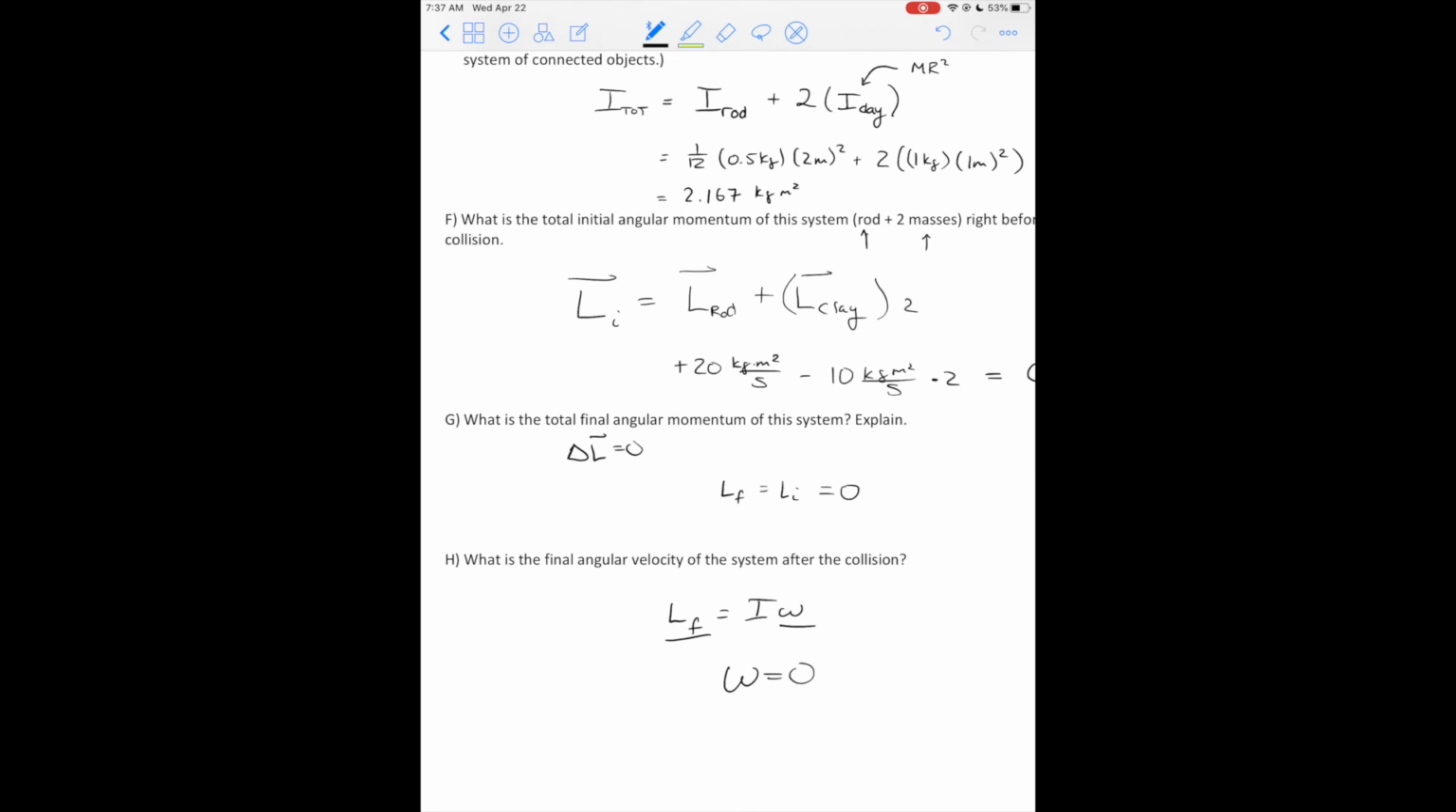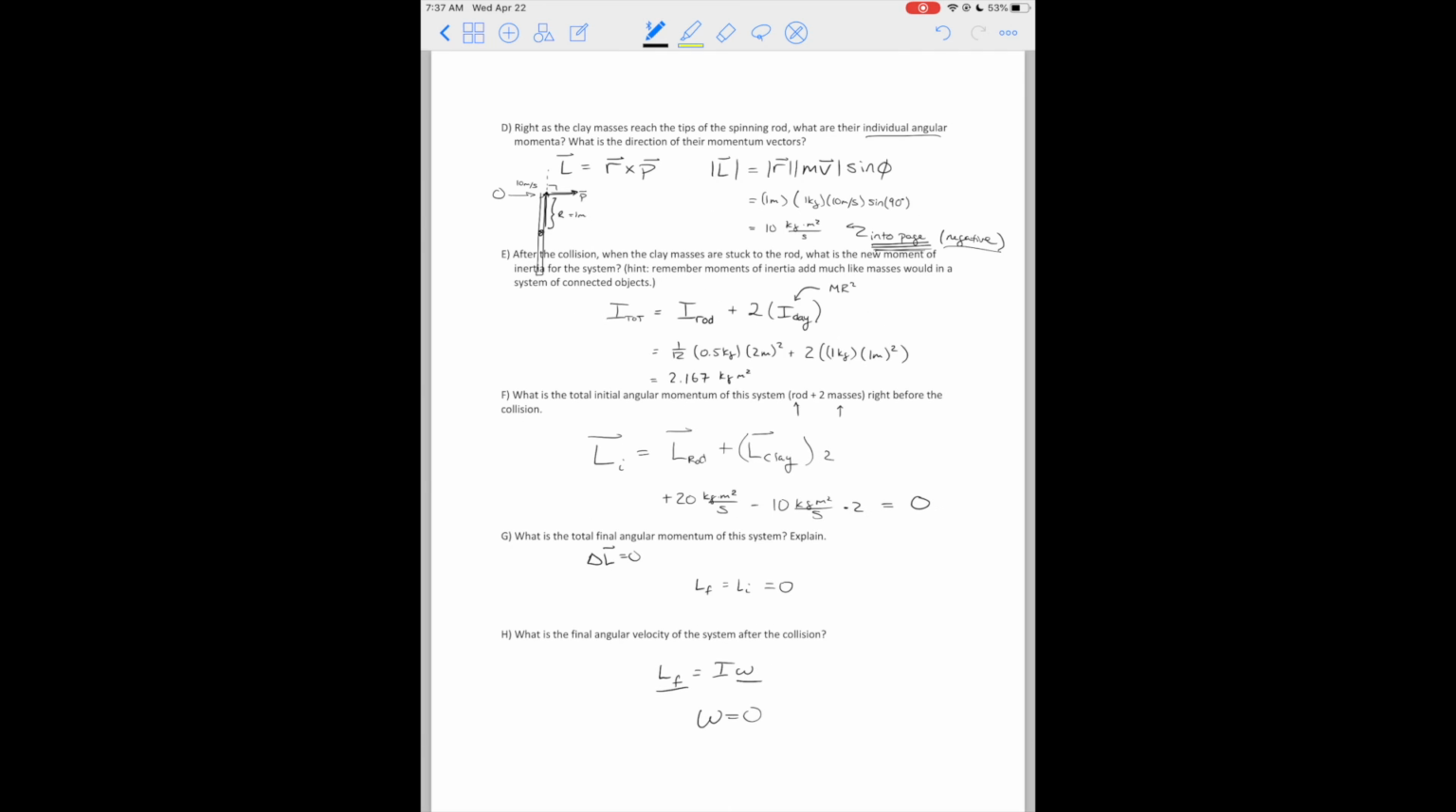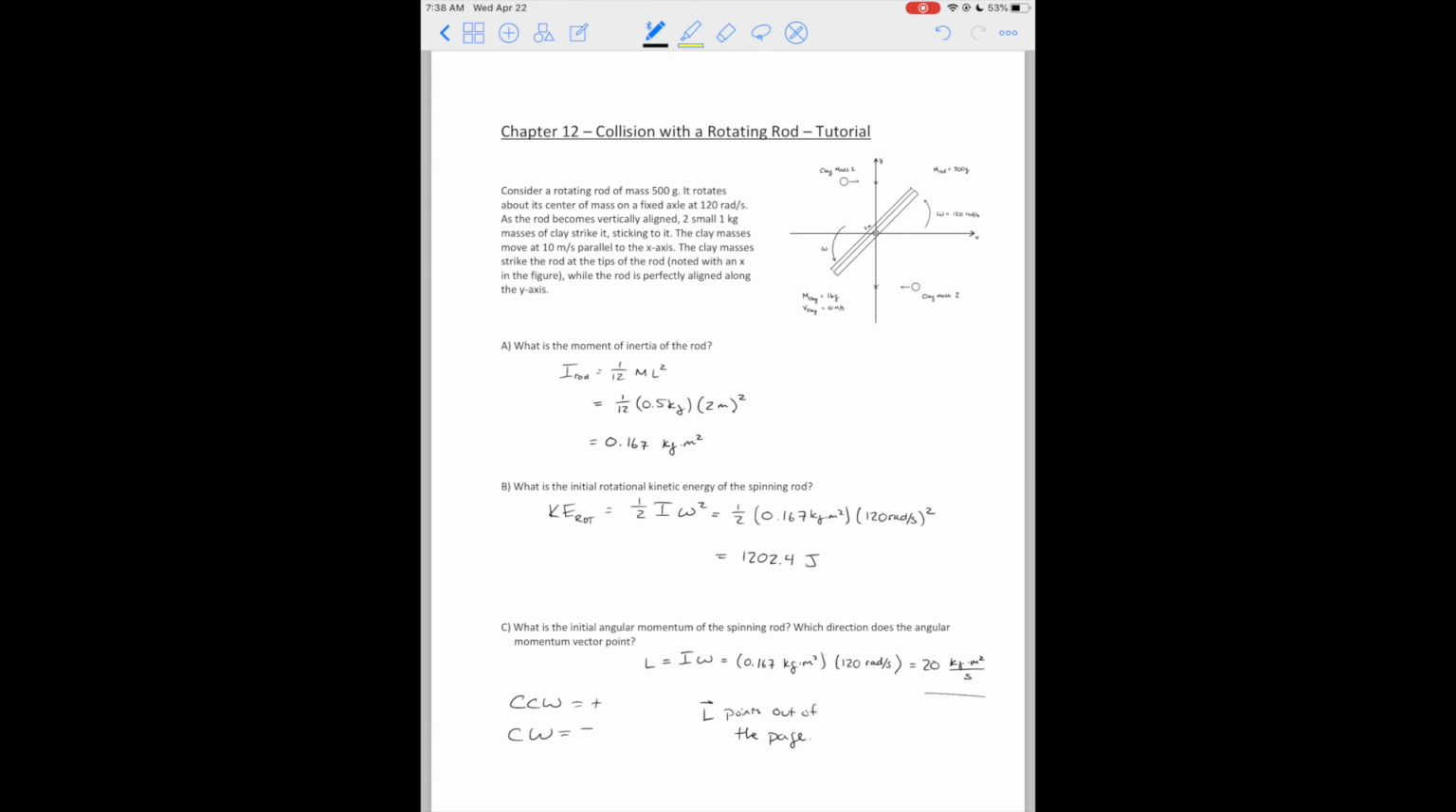If it wasn't perfectly equal to each other, we would still have some final momentum because we would have had some initial momentum. And then we would have found how changing the I at the end, having our new I total, would have changed my angular velocity. Maybe I'll try and put together another problem showing that off a little bit more, maybe for next week. But if you have any questions with this one, shoot me an email or come into an office hour.